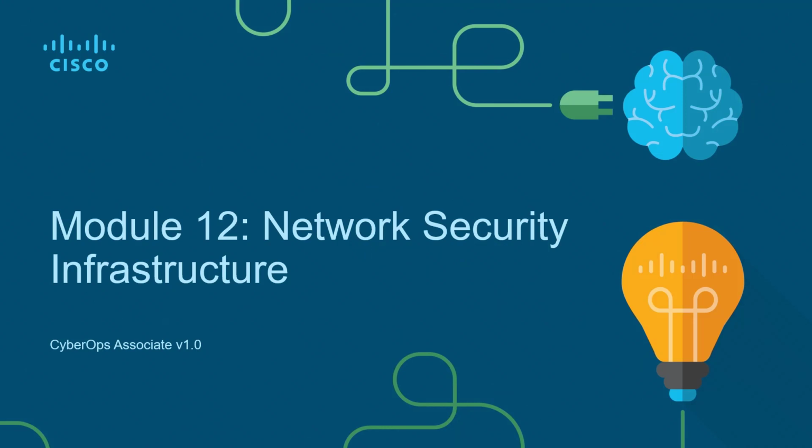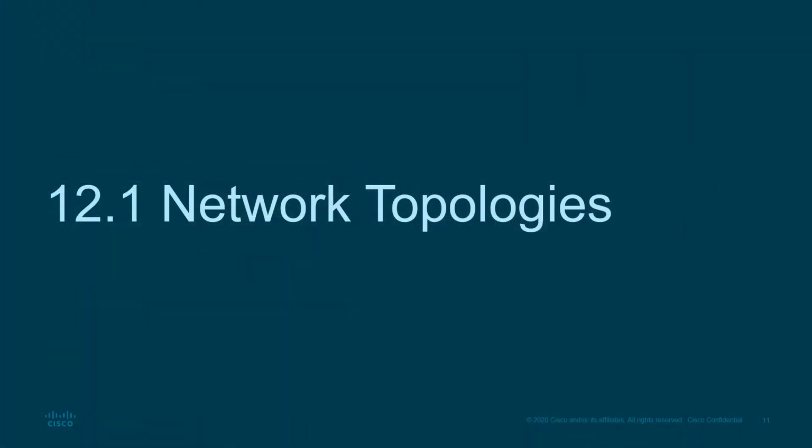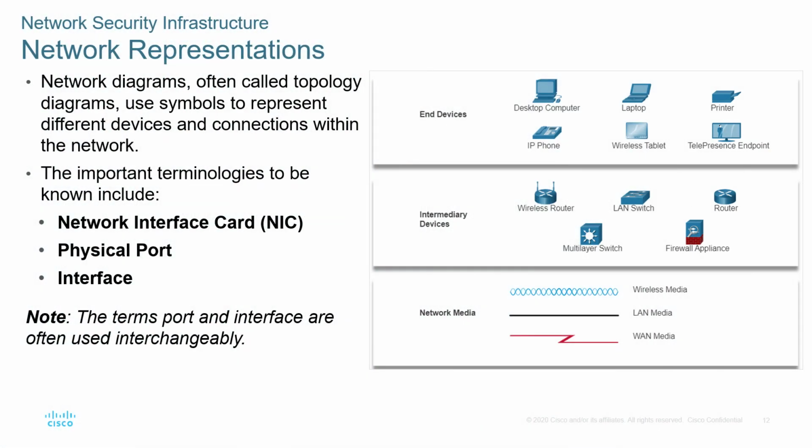Module 12 is Network Security Infrastructure. So what we're going to be looking at in this chapter are things such as topologies, devices, and services. In previous sections, we looked at network infrastructure and network devices. Well, here we're going to be looking at the security aspect of them. So network topologies are typically going to be how the network is laid out. We also need to talk about the mapping, or the design, or the overall structure.